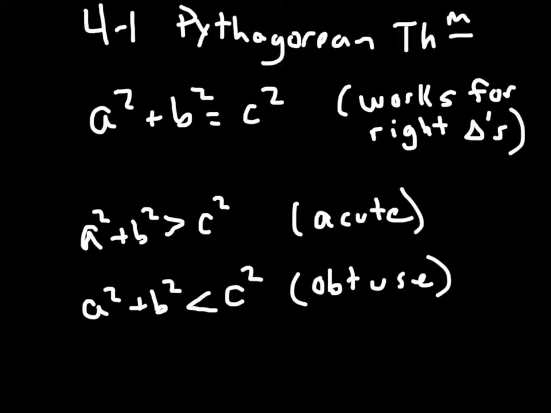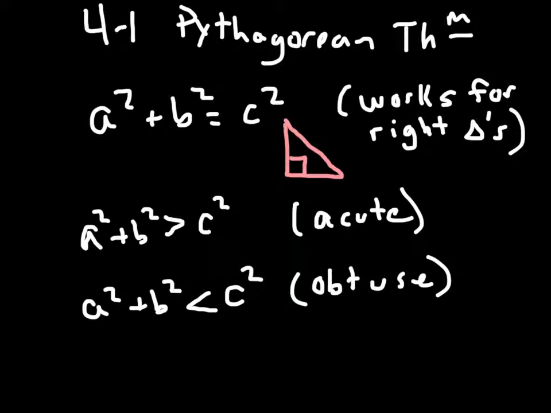First of all, the Pythagorean theorem only works for right triangles. So every time you use this theorem, there has to be a right angle in the triangle. Let me draw a little bit better triangle here. It'll only work on triangles like that.